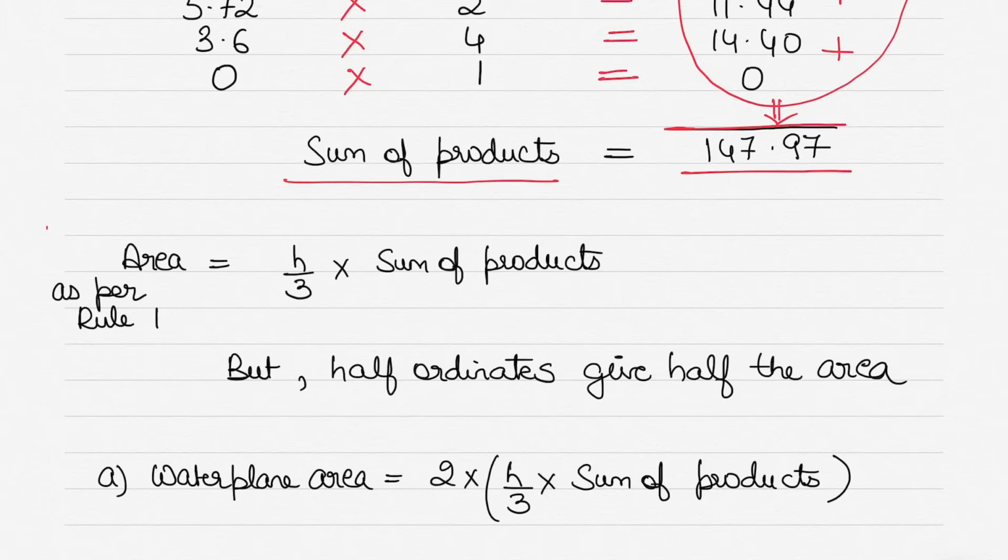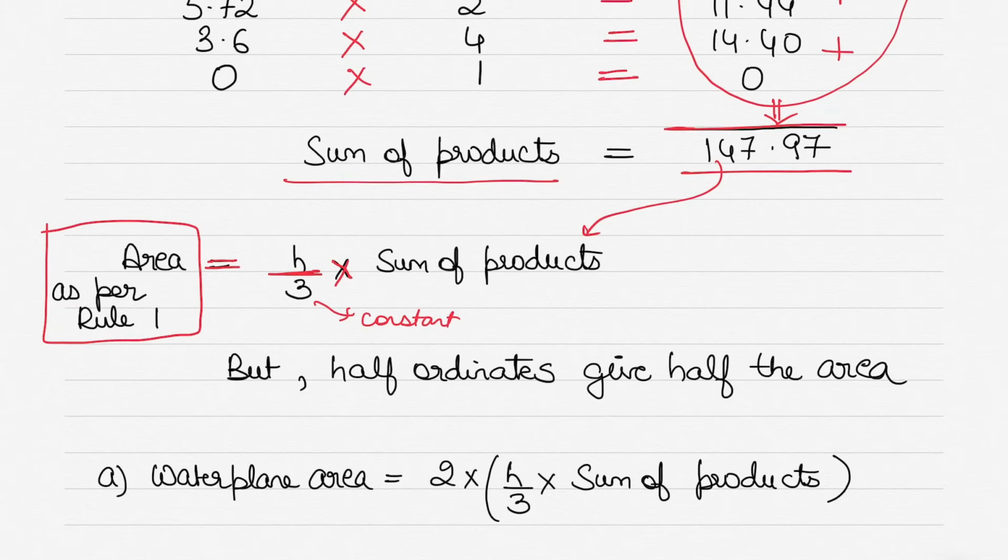Right, so to calculate the area as per Simpson rule 1, the formula is H by 3, where you know what H is. H is nothing but 150 by 8 in this case, the length of the vessel divided by the number of intervals, divided by 3. 3 is of course a constant. This is always there, it is part of the formula, multiplied by the sum of products, which you get from here.